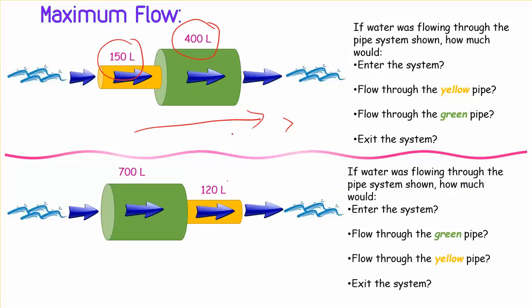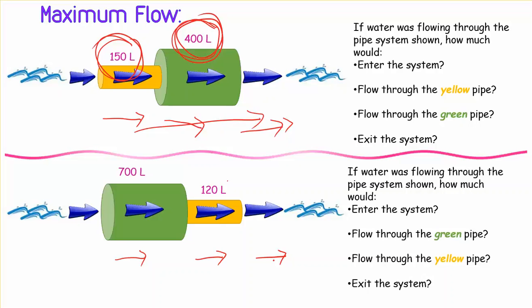Well, we need to realize that only 150 can go through the first one, which means only 150 can enter the second one, which means only 150 can exit. So it doesn't matter that the second one can still hold 400. We can only get 150 into it, so only 150 can go through. The same goes for the second one. If there's 700 litres that can flow through the first, but only 120 that can go through the second, then only 120 can actually leave this network.